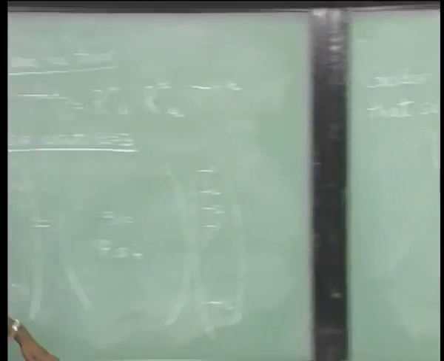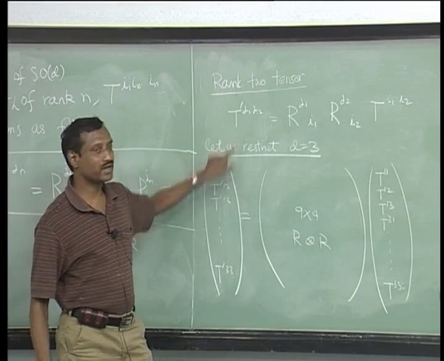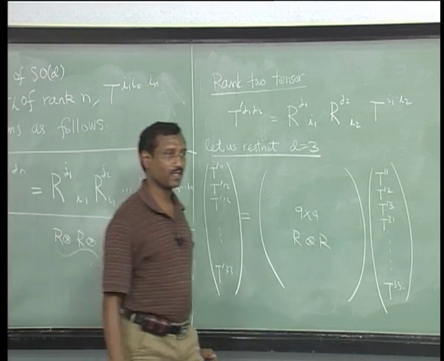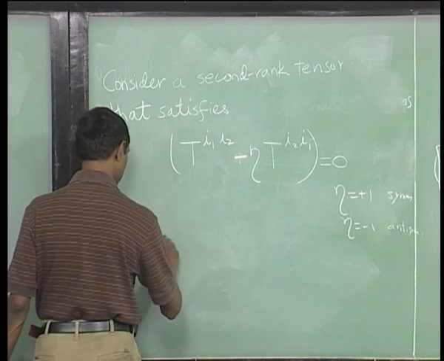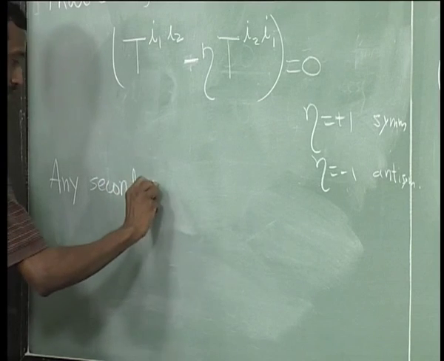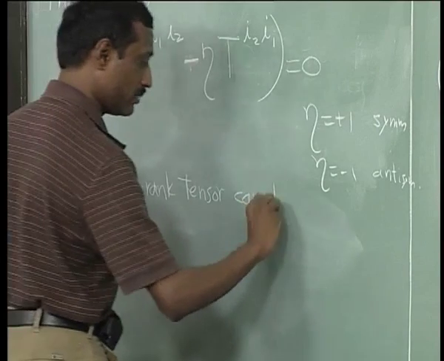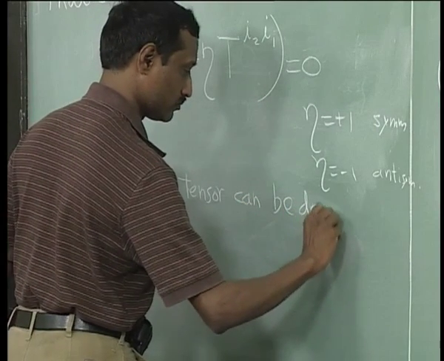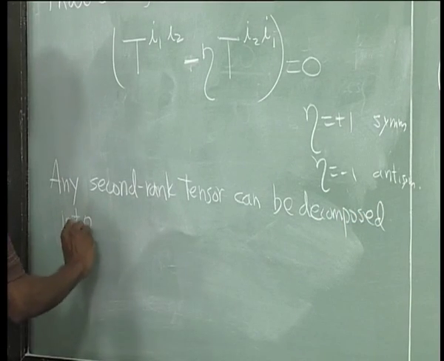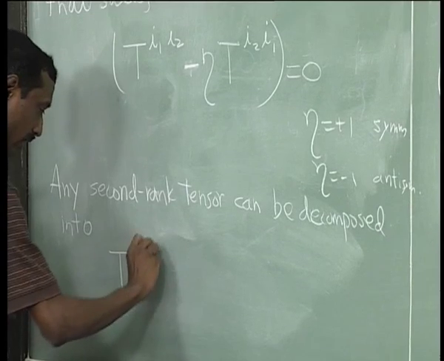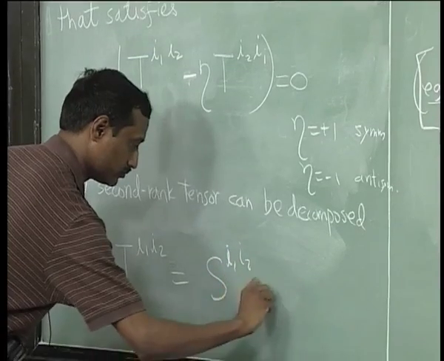that what this implies is that if you give me an arbitrary second rank tensor, I can break it up into two parts. Okay. So any second rank tensor can be decomposed into, so let us write T I1 I2, a symmetric part and an anti-symmetric part.